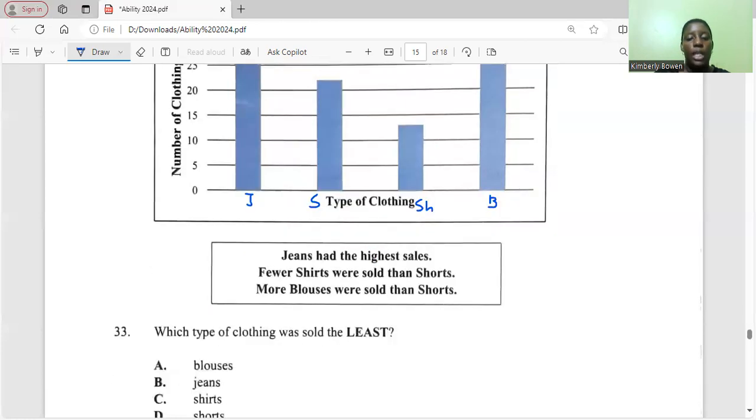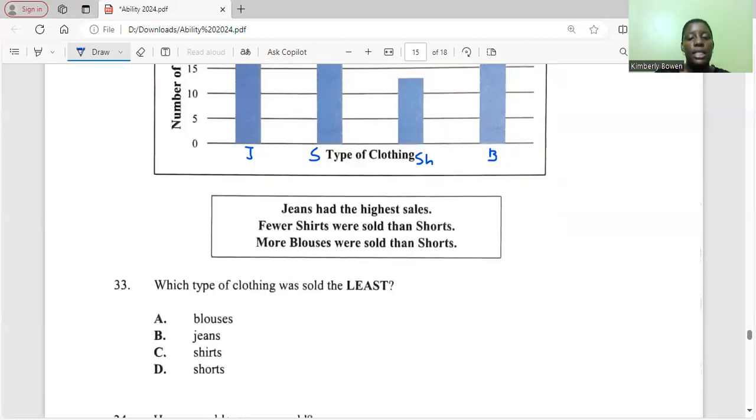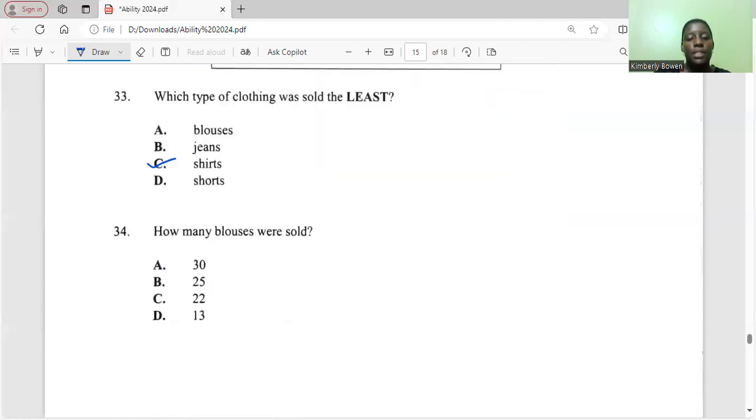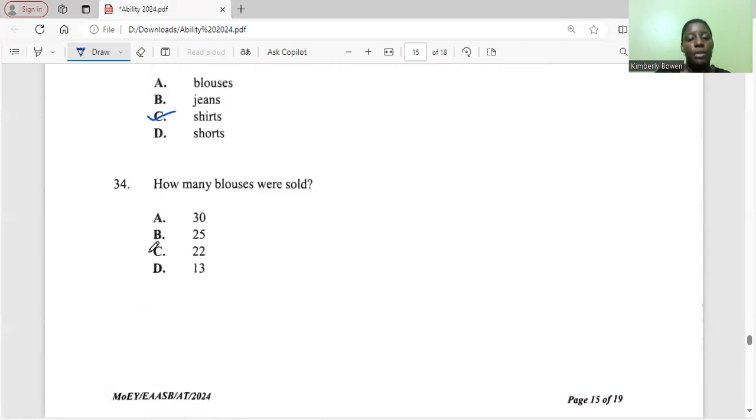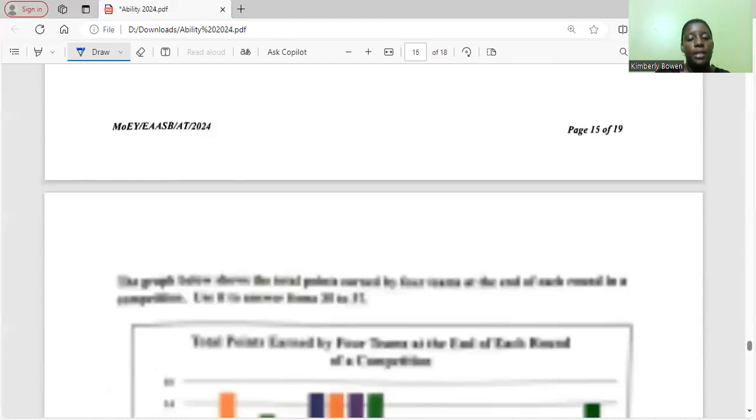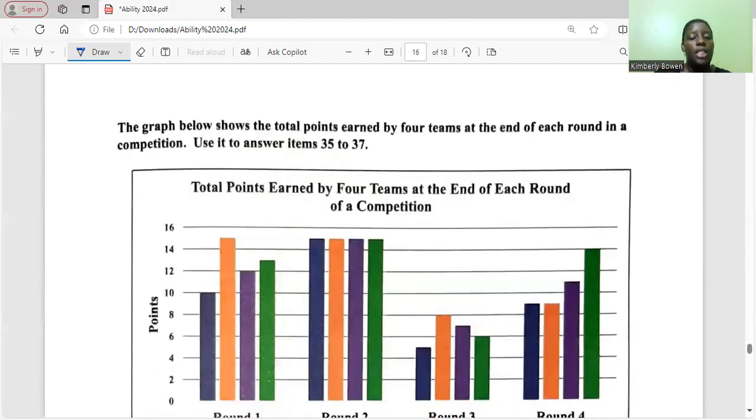So now let's go to the questions. Which type of clothing was sold the least? That was shirts, because we already labeled the bars. It's easy peasy lemon squeezy from here. How many blouses were sold? Let's look back at what we labeled as blouses. It's 25. The correct answer is B here. And yeah, we're finished. Let's look at the next graph.